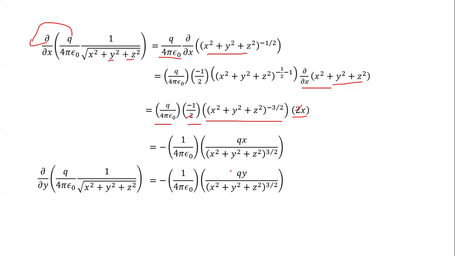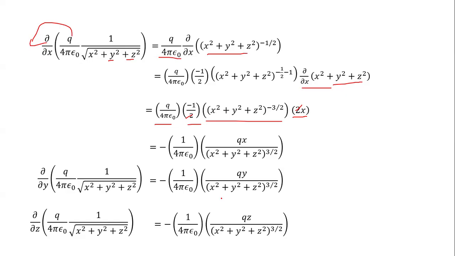The same goes for the partial over partial of y of the potential, and the partial over partial of z of the potential. So this is going to be our result. Okay, I challenge you to do this. Although I showed you the result, in the exam you will be asked to show your solutions.